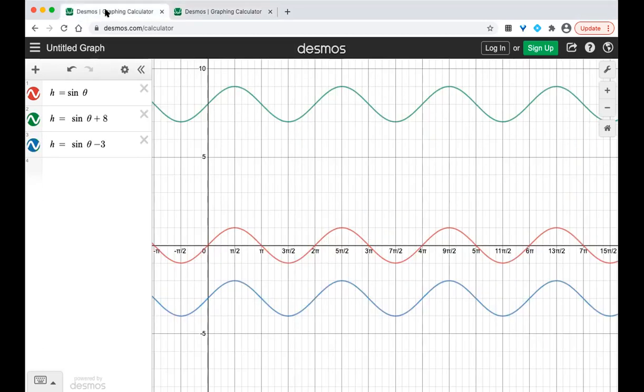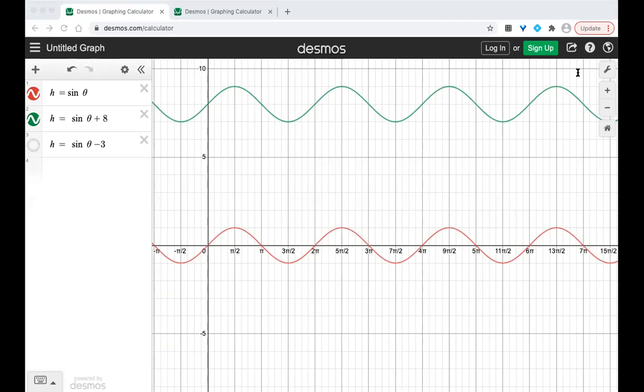But now the height's staying the same. The height is exactly the same. What's changing is where the function is. It's being moved up. I'll just focus on the two that we were working with. It's being moved up 8 units compared to the previous one.